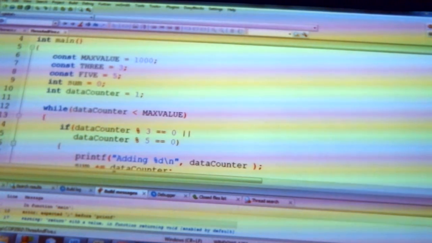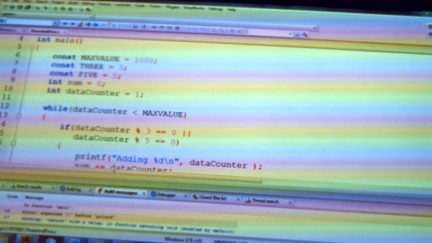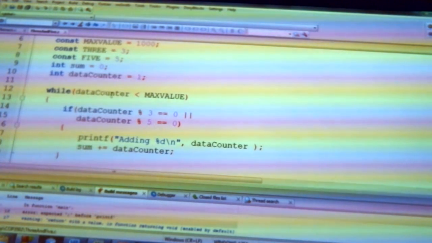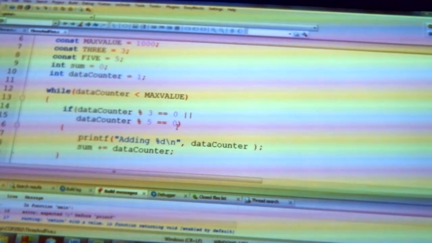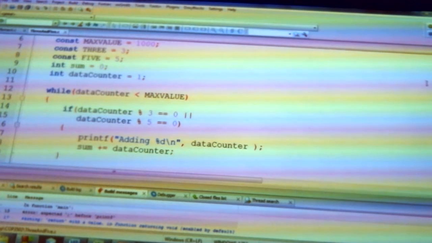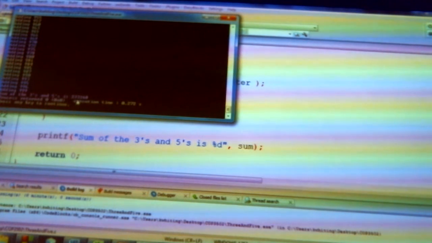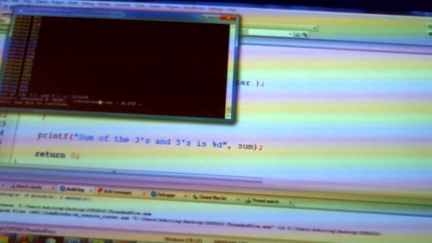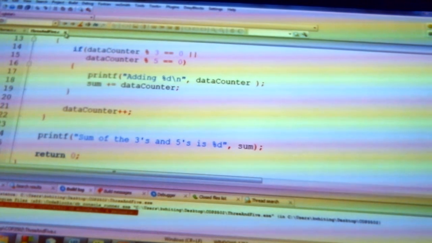The solution here is just to have our max value of 1,000 and a counter, where we go through each value, and if that counter value mod 3 equals 0 or mod 5 equals 0, then we add that to our sum. And so we ended up with the value of 233,168. The answer is correct, so we submitted it.